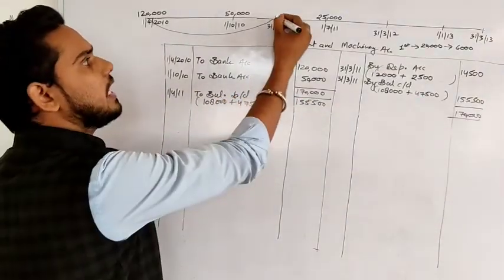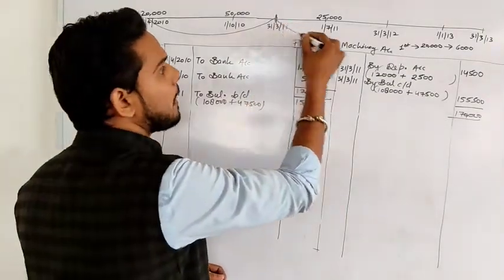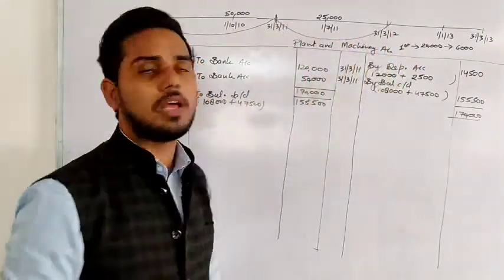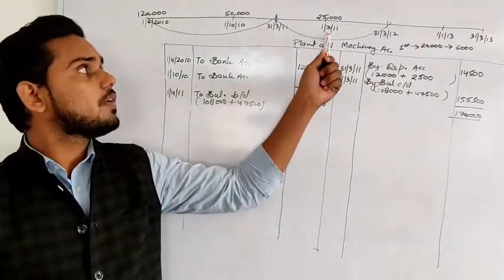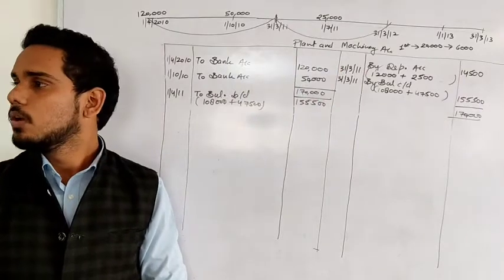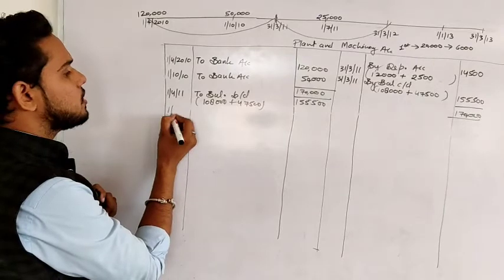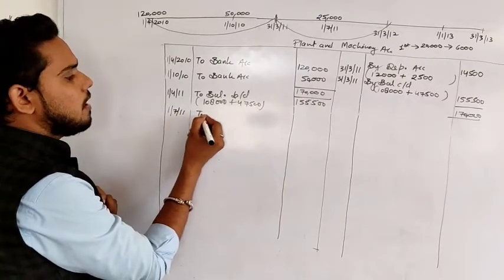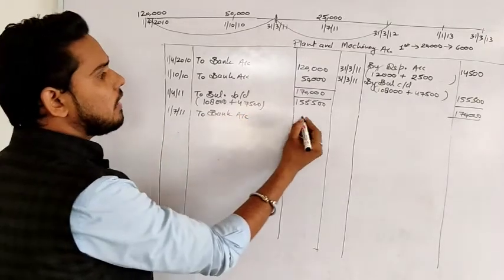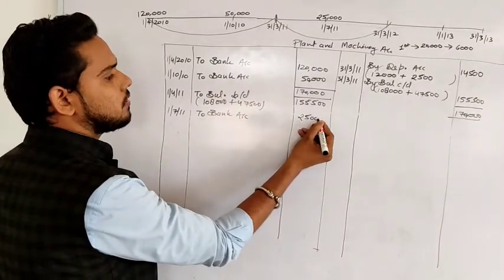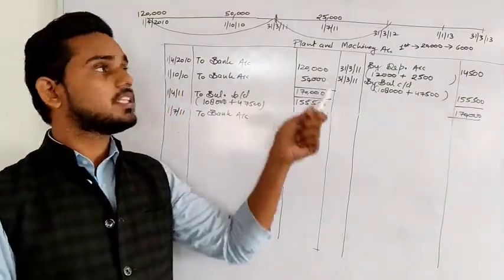Now we are standing here on this day, 1st April 11. If we see from 1st April 11 to 31st March 12, we are having only one transaction, and that is happening on 1st July 11 of purchase. So at the time of purchase, we will write on the debit side 1st July 2011, that is purchase. We will write "to bank account", and the value of purchase is 25,000. We have written the purchase, and now there is no further transaction in this year.